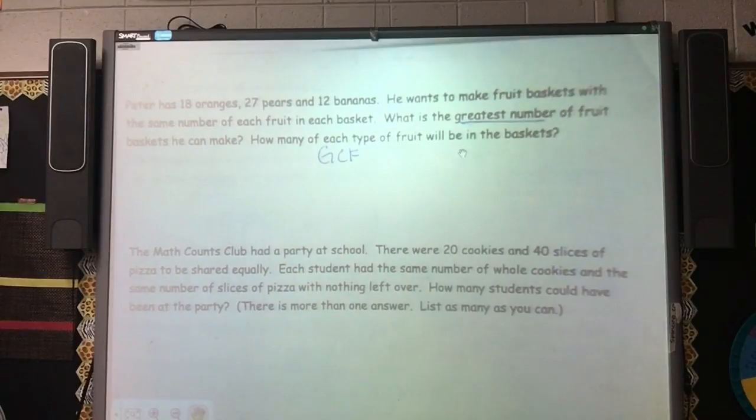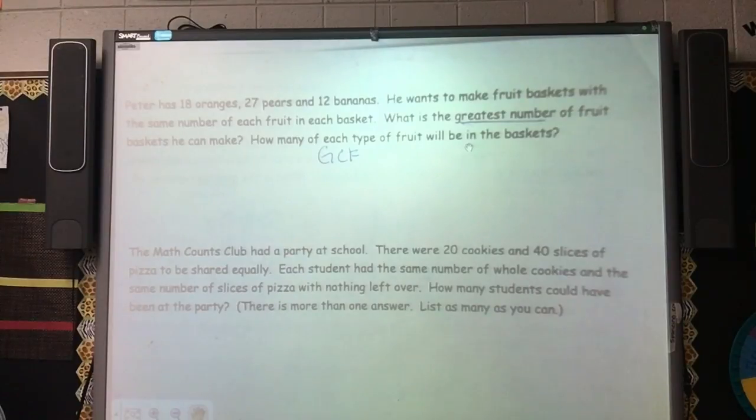All right, Math Counts Club had a party at school. There were 12 cookies and 40 slices of pizza to be shared equally. Each student had the same number of whole cookies and the same number of slices of pizza with nothing left over. How many students could have been at the party? So they want to know if you had 20 cookies and 40 slices of pizza to be shared equally, and each student had the same number of cookies and the same number of slices of pizza. So that should be greatest common factor.